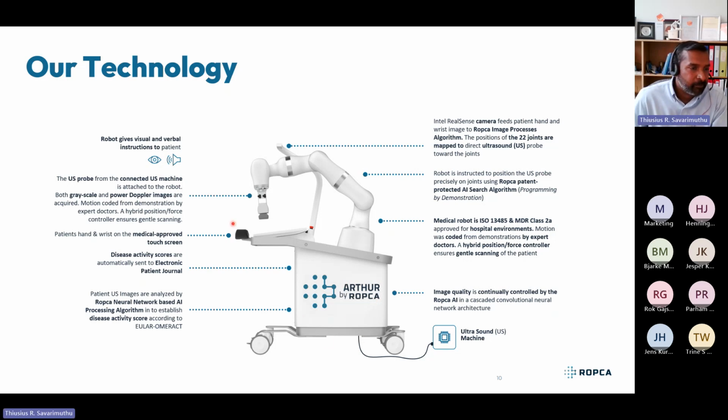And then we have also added in the system the capability of being applied to many different ultrasound machines, and not only one single system that it was developed for in the beginning.